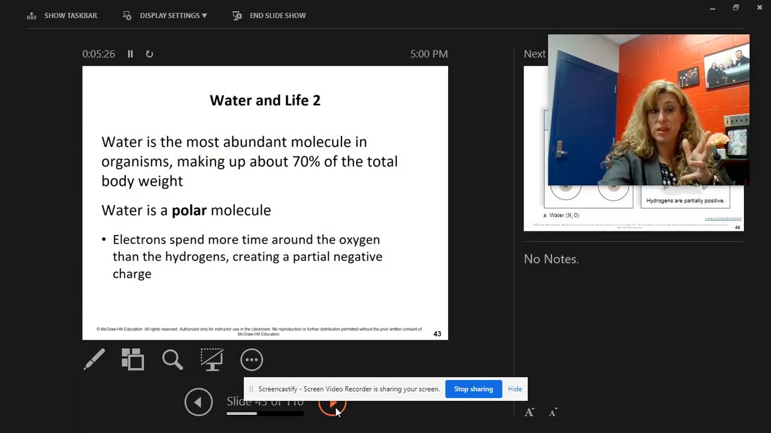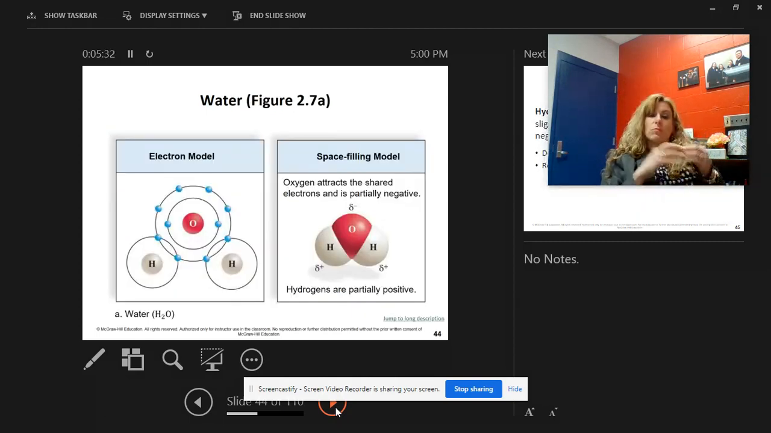It makes up about 70% of us, and it's polar. What does that mean? It doesn't mean like polar pop or cold. It means that water, like the oxygen is partially negative and the hydrogens are partially positive. So they have kind of unequal charges to this molecule. And this allows for water molecules to bond to each other, okay?